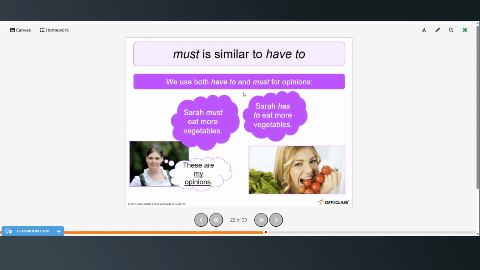Now, must is similar to have to. We use both have to and must for opinions. Sarah must eat more vegetables. Sarah has to eat more vegetables. These are my opinions.